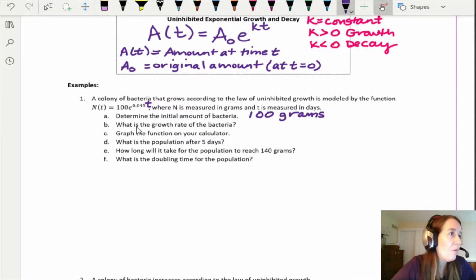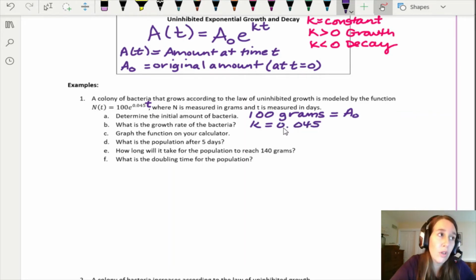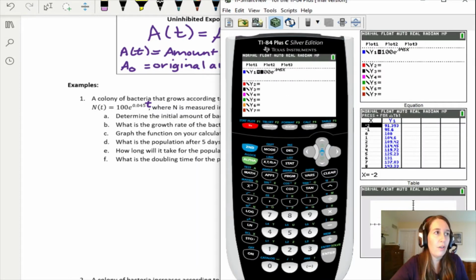I don't know. What is the growth rate of the bacteria? Okay, well, that's asking for the k value. So the first one we were asking really for the A naught value. For the k value, looking in the equation, it is 0.045. And that's why we know it's a growth, because it is a positive number. Okay, next, C, it says graph the function on your calculator. So we're going to look at that because I can't say for sure that when you graph it, you'll know exactly what to do.